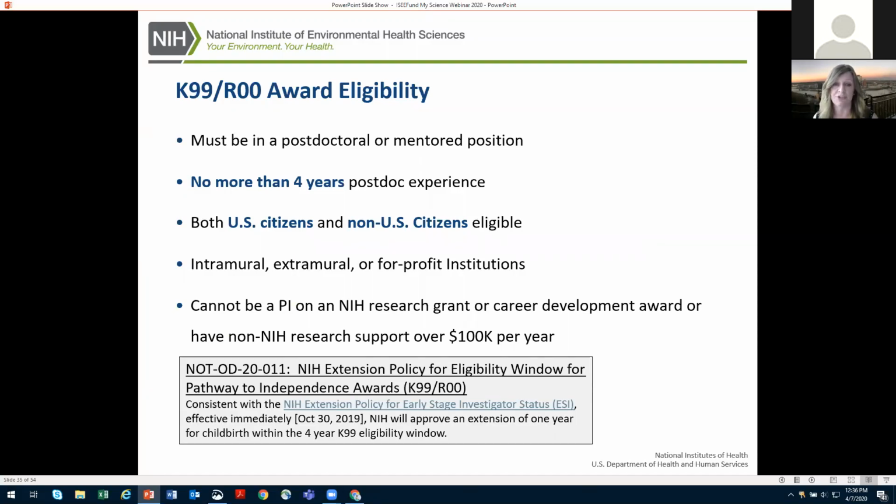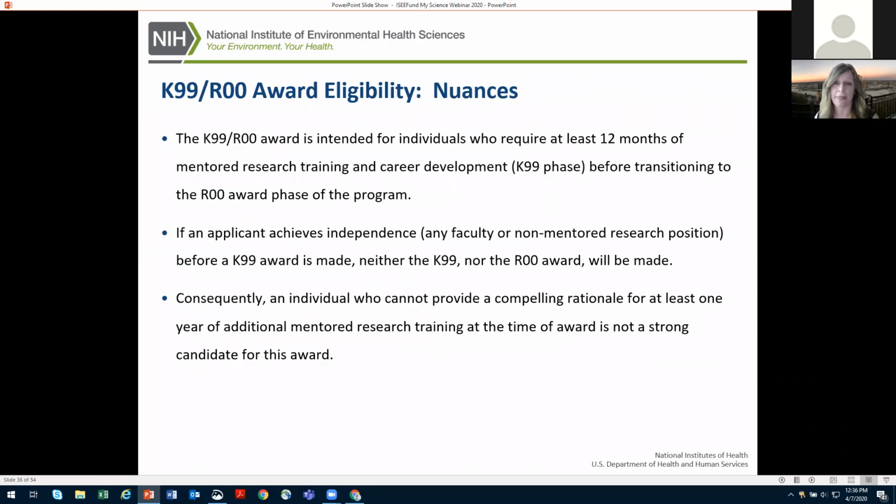So here's the eligibility. There are some extensions I want to let you know about for women, and husbands and fathers who have a child in between. They will extend some of the mentored period policies. Here are some of the nuances about it.